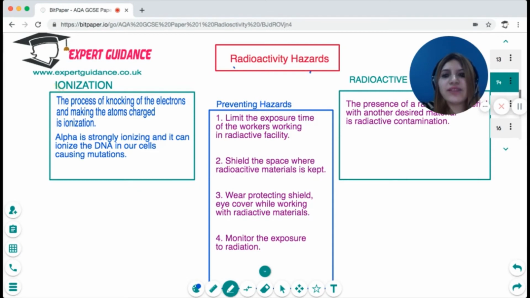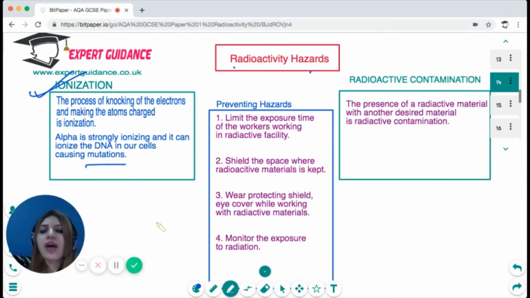Now the radioactive hazards are two. First is ionization. The process of knocking off electrons and making the atom charged is ionization, and alpha particles are strongly ionizing, and if anybody is exposed to alpha particles, they can ionize the DNA and cause damage to the cells and cause mutation. And at times, any particular matter or atom can get contaminated with a radioactive element, and that will pose the risk of radioactivity. So that is known as radioactive contamination.